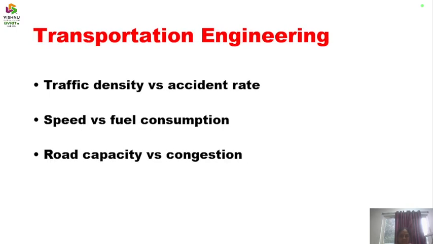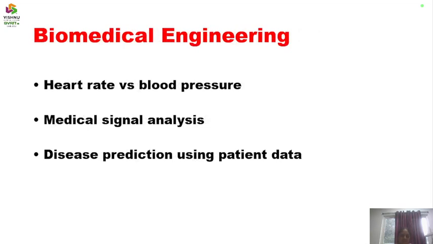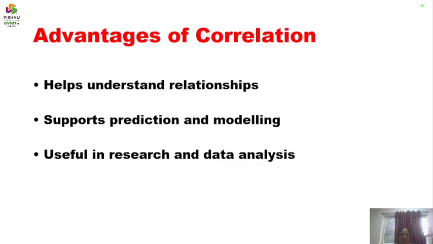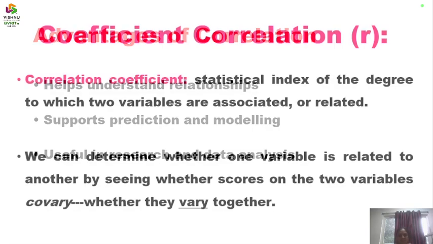When it comes to transport, that means civil engineering, we can see traffic density and accident rates, speed and fuel consumption, road capacity and congestion. And coming to biomedical engineering: heart rate and blood pressure, medical signal analysis, disease prediction using patient data. Advantages of correlation, other than what the previous slide told: it helps understand relationships, supports prediction and modeling, and is useful in research and data analysis.